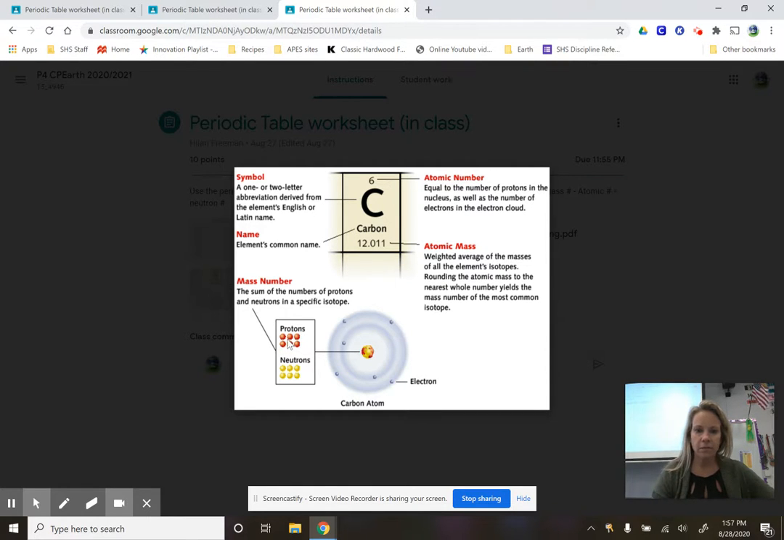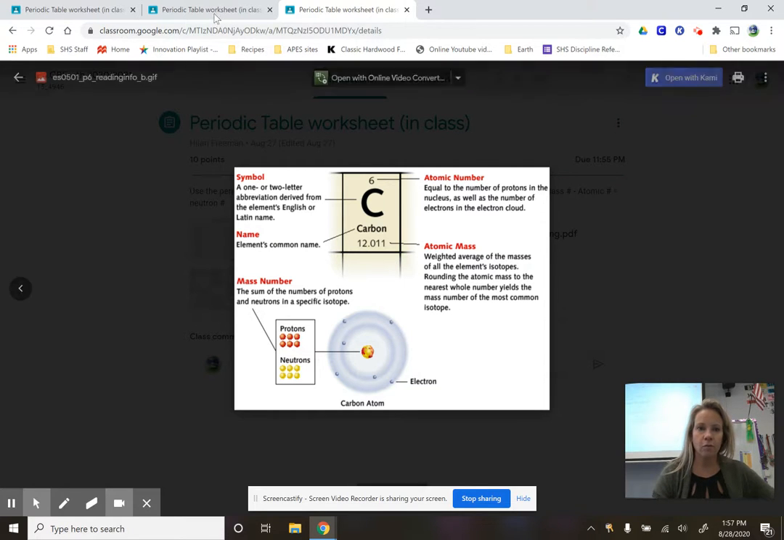Then the mass number is protons plus neutrons. So basically, to find the mass number, it's the atomic mass rounded. For carbon, the mass number would be 12. The atomic mass would be 12.011.